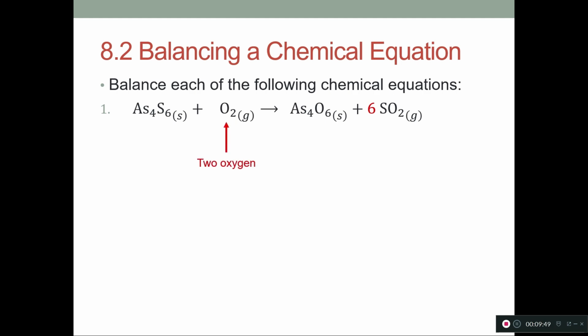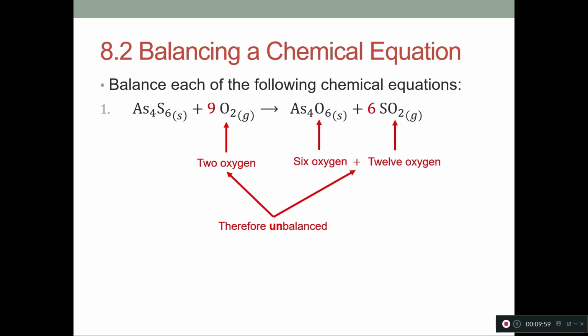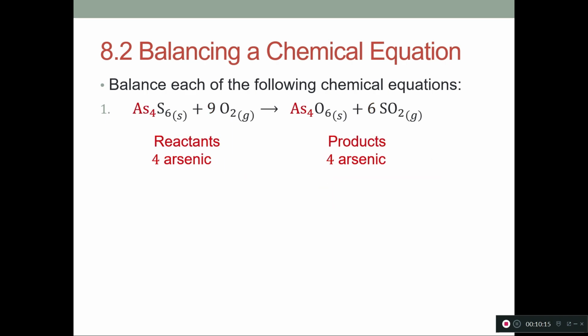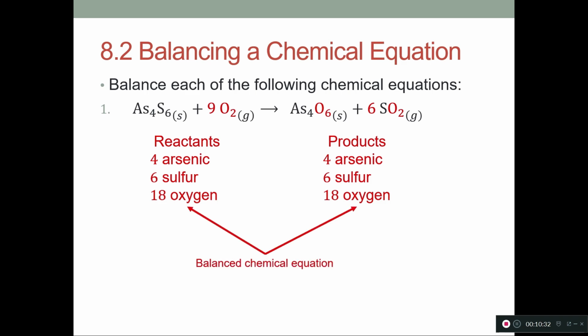The next thing we want to look at is the oxygen. We have 2 oxygen here, 18 oxygens over in the products. So to get 18 in the reactants, we can just put a 9 in front of that, and that will get us to our 18 oxygens in the reactants. And so that means these are balanced. So let's look at what we have here. We have 4 arsenic in both the reactants and products, 6 sulfur in both the reactants and products, 18 oxygens in both the reactants and products. Therefore, we have a balanced chemical equation here.